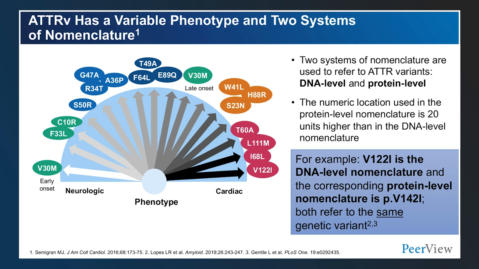Different mutations present with different phenotypes. Historically, we've put all of the mutations into primarily neurologic or primarily cardiac manifestations, but really many of these mutations have both. The V30M mutation, again the most common worldwide, has an earlier onset form, which tends to affect the neurological system very early. It also has a later onset form, which has more of a mixed phenotype. And then, as I said before, the V122I phenotype, most common in the United States, is primarily cardiac.